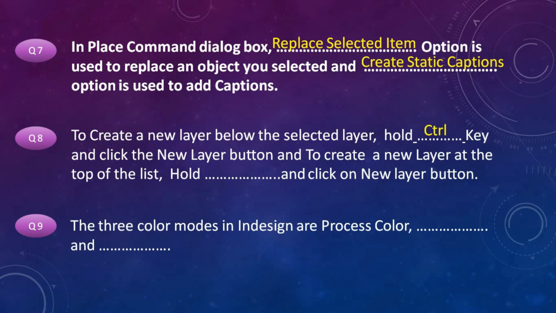And to create a new layer at the top of the list, hold Ctrl plus Shift and then click on the new layer button. The three color modes in InDesign are process color, spot color and RGB color.